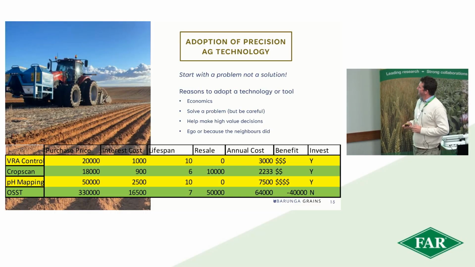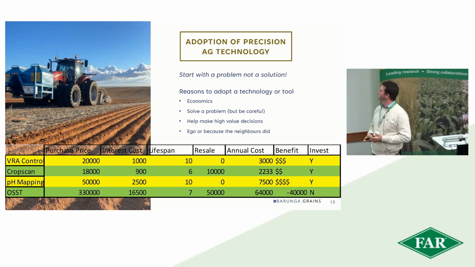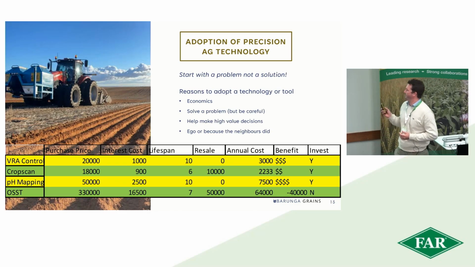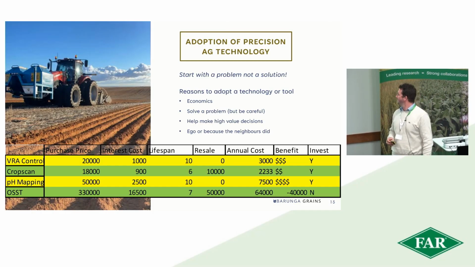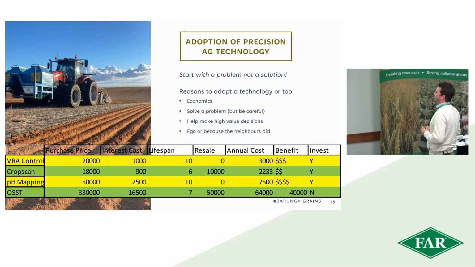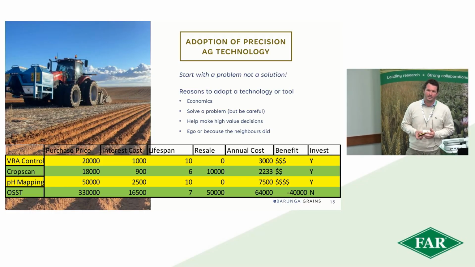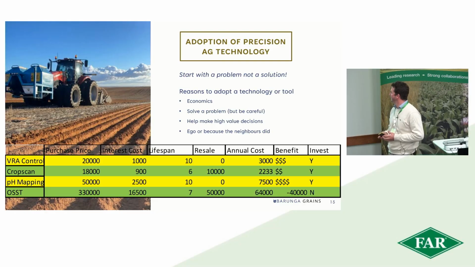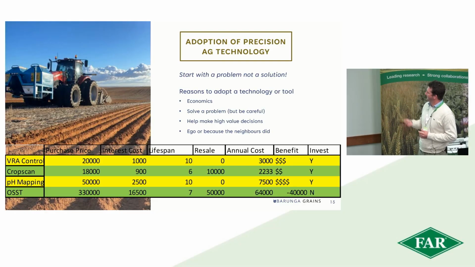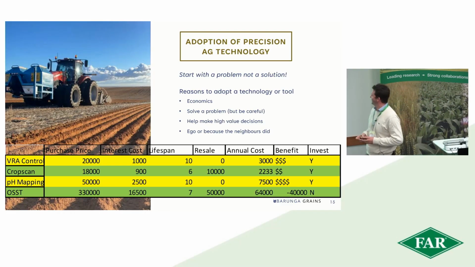So economics, that's a reason to adopt a technology or a tool: solve a problem. But you've just got to be careful, because you don't want to solve a problem of having a dirty ute and spend $100,000 on a thing that cleans your ute. So I really like to spend a little bit of money to help make high value decisions. We're making decisions all the time, and if we can be a little bit more efficient at making those decisions, I think it's pretty important. But another reason people adopt is ego, or because the neighbours did, and that's probably not the best reason to adopt a technology or a tool.